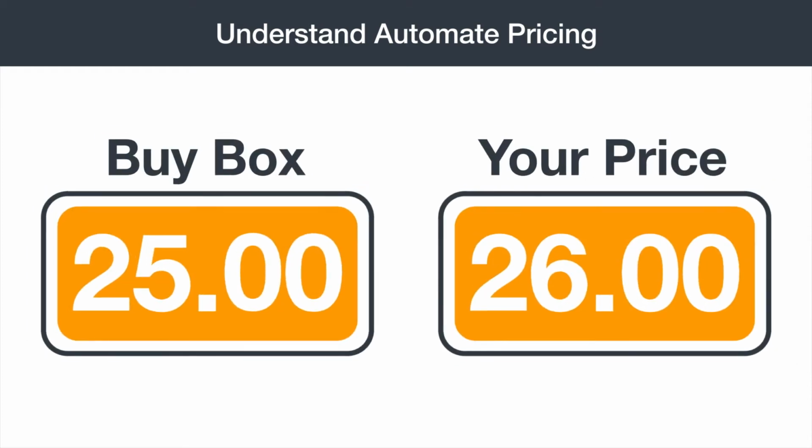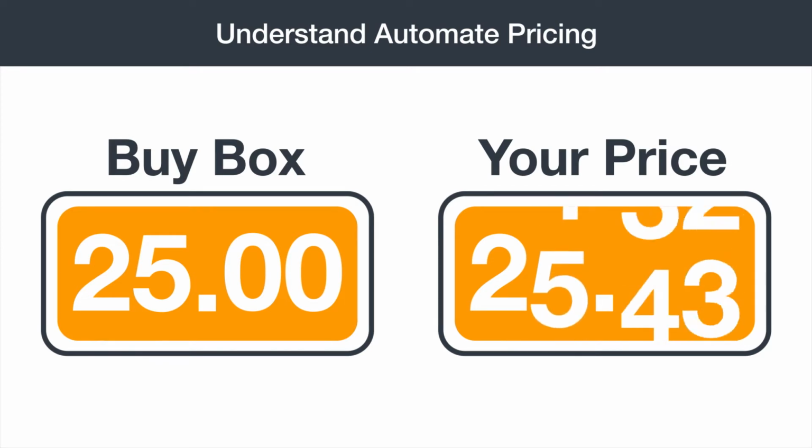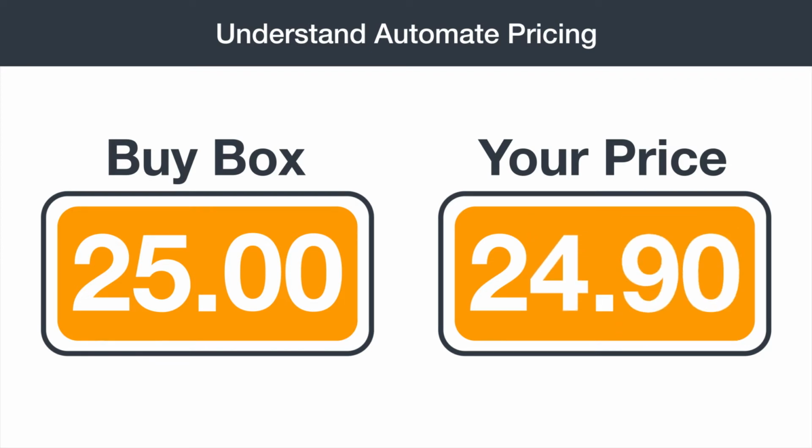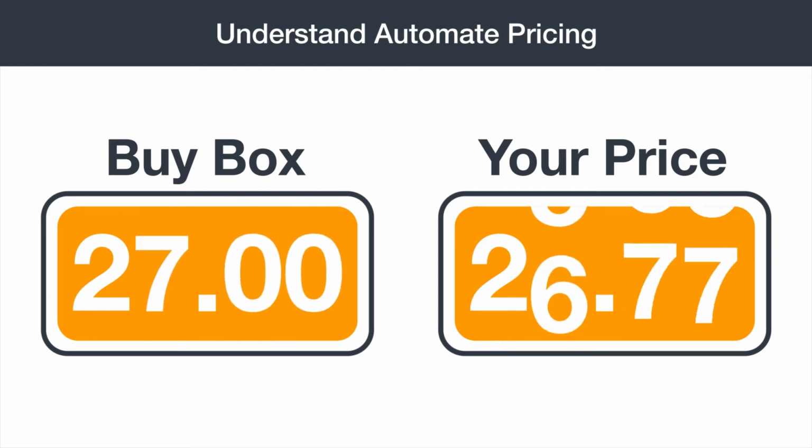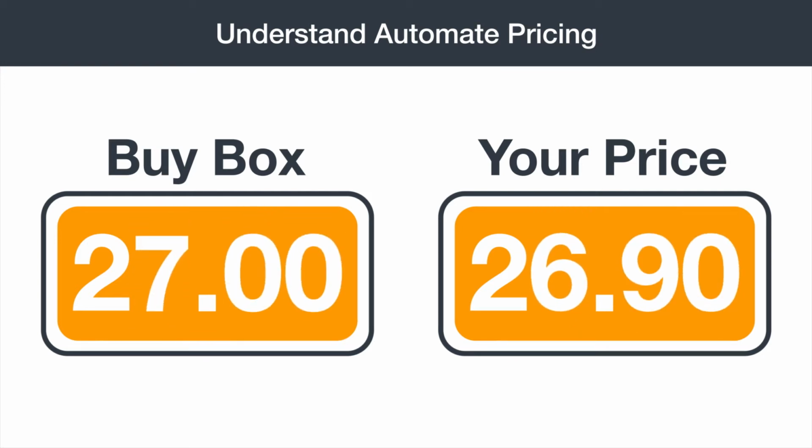For example, you may want to make sure your offer is always 10 cents lower than the buy box price. With Automate Pricing, you can set up a rule that will keep your price 10 cents below the buy box price. Then set up a minimum and maximum price so your price doesn't go too high or too low. When the buy box price changes, your price will change shortly after, for as long as the rule is running. If you win the buy box, your price will hold at that value.